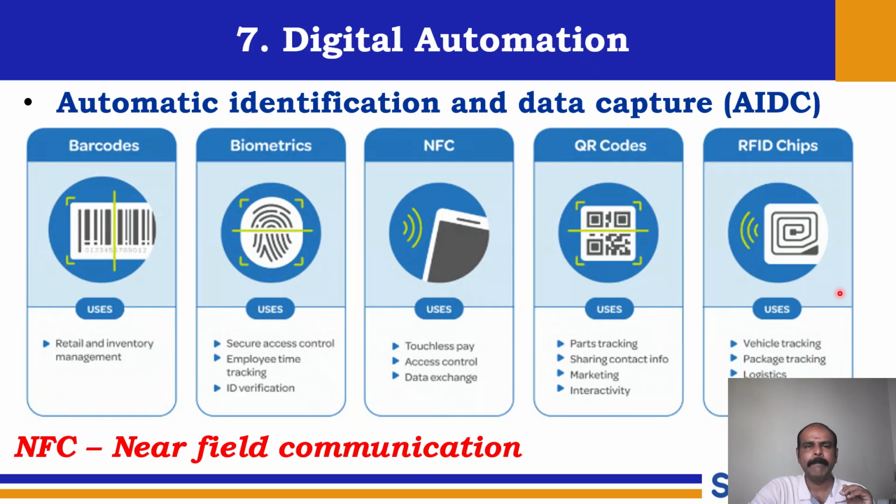Now we will see the automatic data capture items. What are all the things which exist today? The first thing is barcode. Probably everyone would have seen barcodes anywhere you look. Of course, each and every technology has its own advantages as well as disadvantages, but all of these have a very fundamental advantage that I'll summarize later.